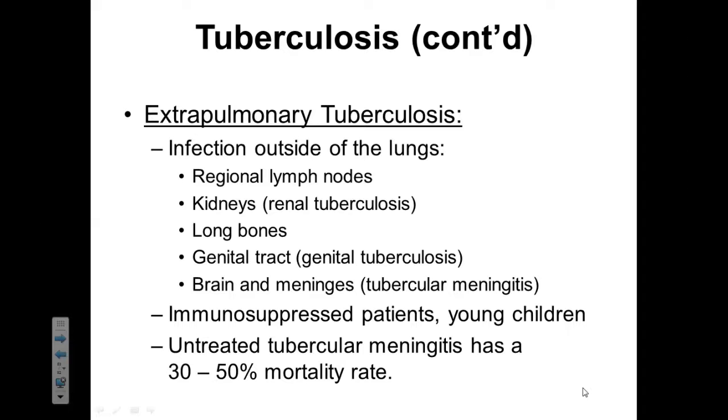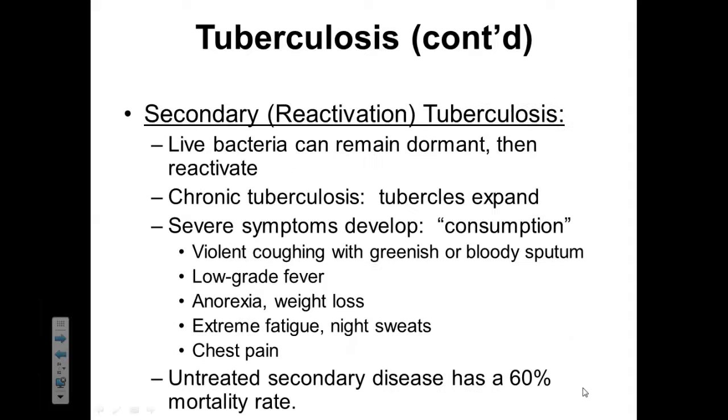If the patient has a suppressed immune system, maybe they've received an organ transplant, maybe they're very young, maybe they're very old, maybe they have HIV/AIDS, they are going to exhibit these extrapulmonary conditions of tuberculosis. In most situations, 85%, tuberculosis is going to be contained within the lungs. Untreated tubercular meningitis has approximately 30 to 50% mortality rate. This is a very serious condition. Once those tubercles start to form within the brain tissue, and then they're destroyed and replaced with calcified tissue, it's not very good for the patient.